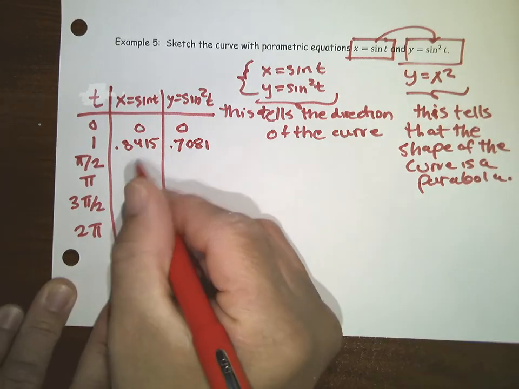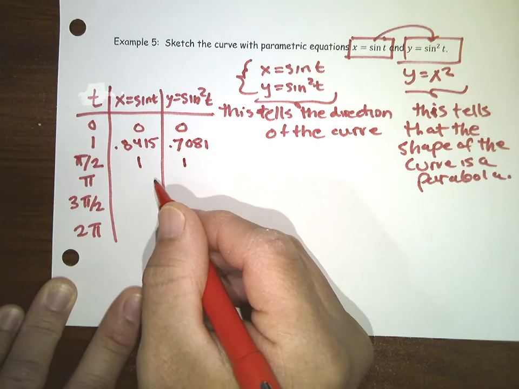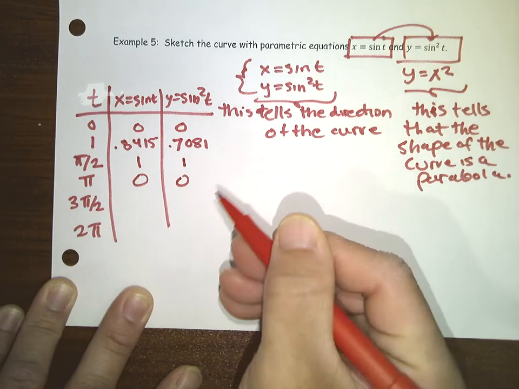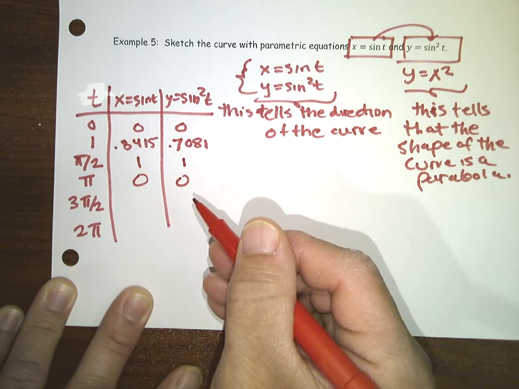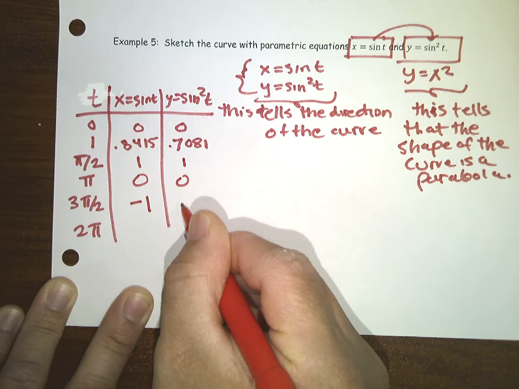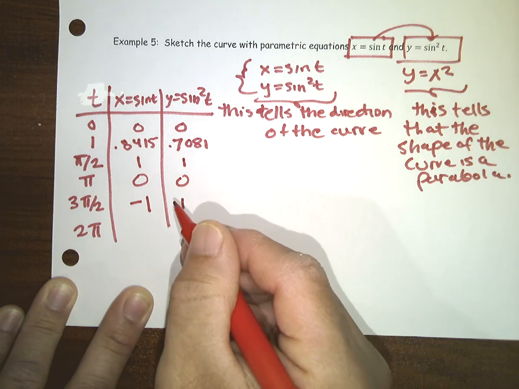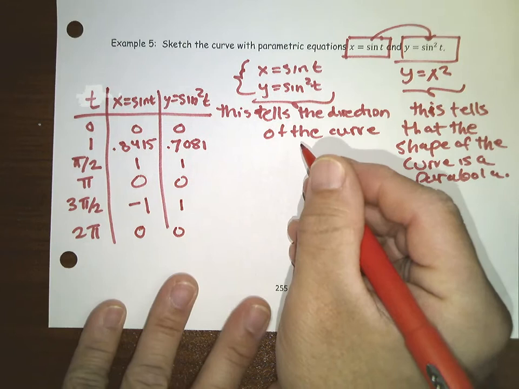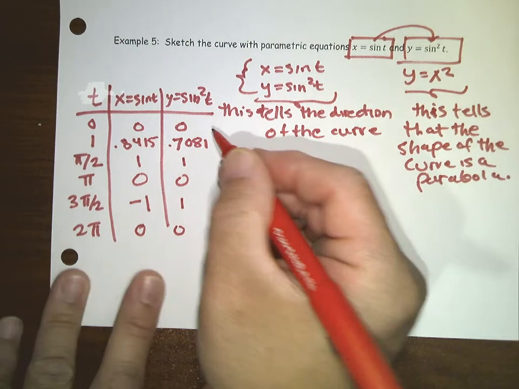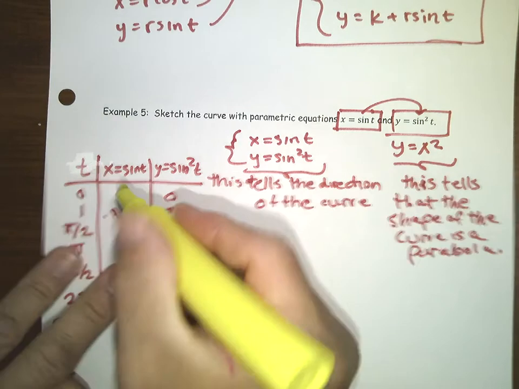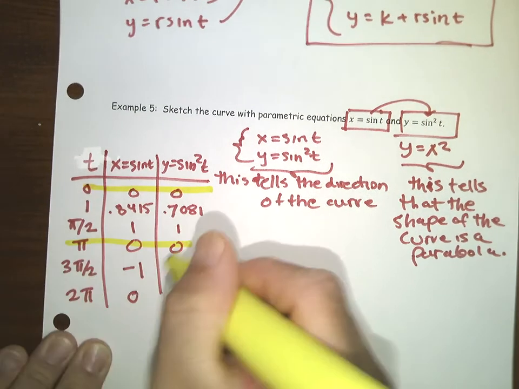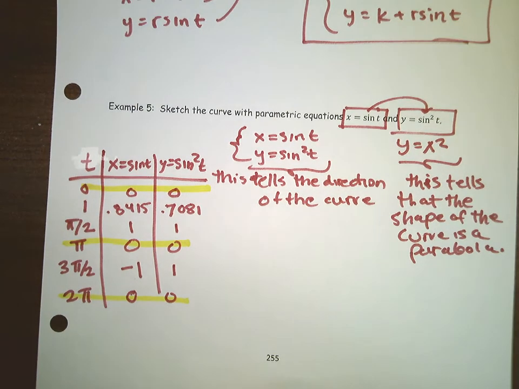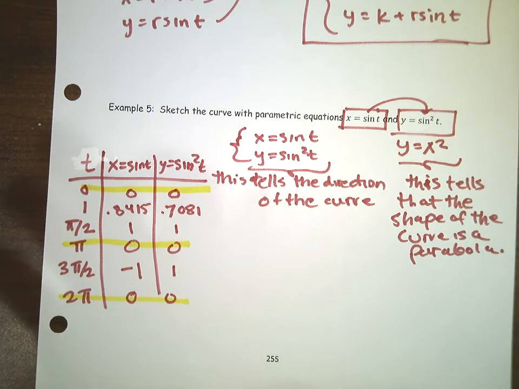But if t is pi over 2, you get 1, 1. And if t is pi, 0, 0. And if t is 3 pi over 2, negative 1, 1. And if t is 2 pi, 0, 0. So let's go ahead and look at this. You see here that the 0, 0 is here more than once. So what is happening there? Why is that point repeating itself?